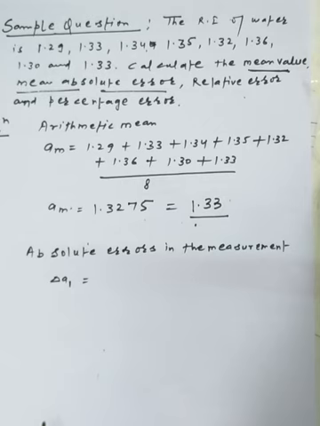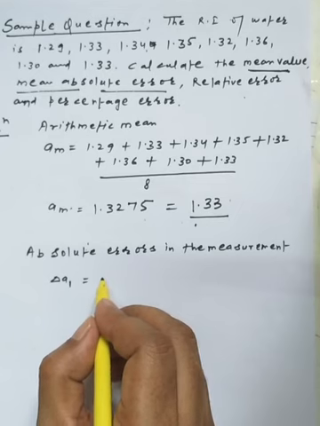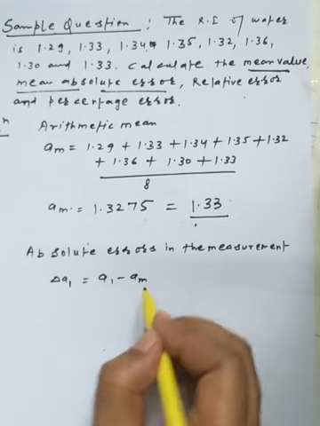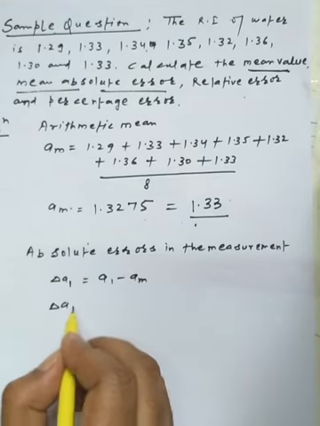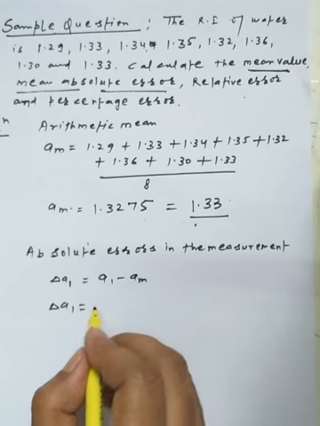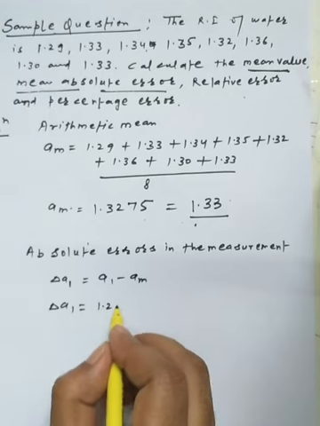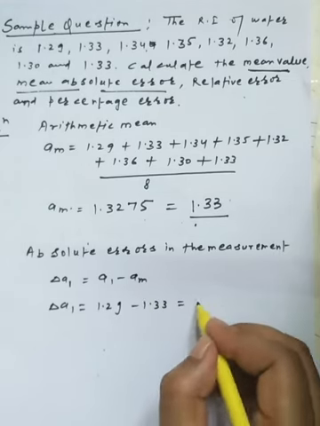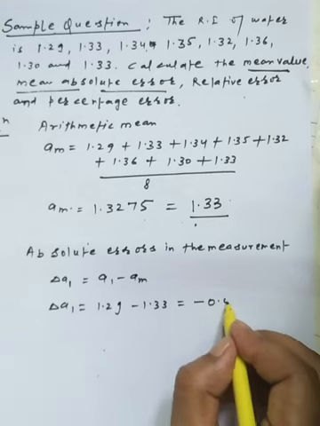Now we can make some individual measurements of the absolute error in the measurement. We have used the general formula, so I can write a1 minus am. It is a general formula we have used here, and similarly we will apply it in all the cases. For a1 we choose from the numerical, that is 1.29 minus 1.33, and we are just solving this fraction, so it will give a negative sign.